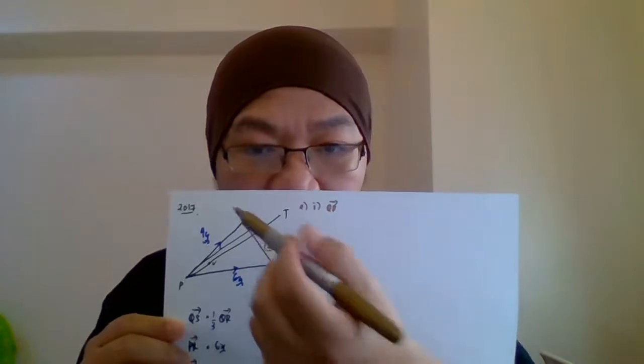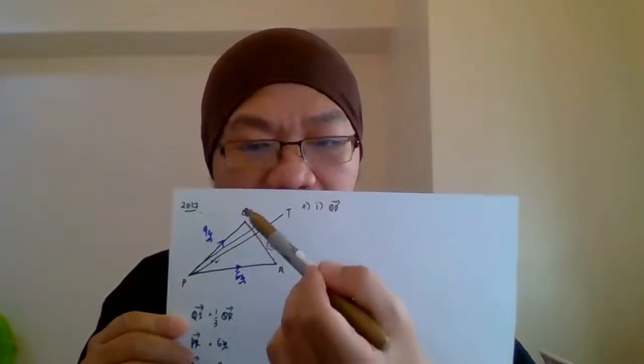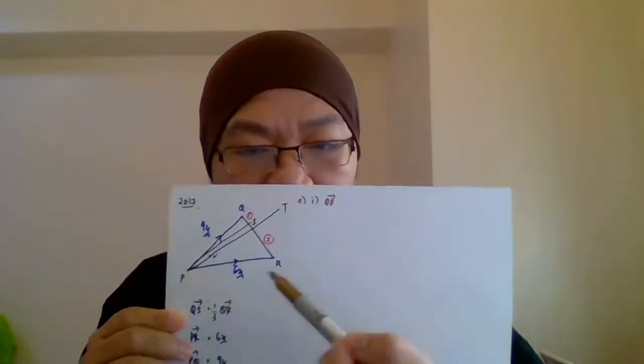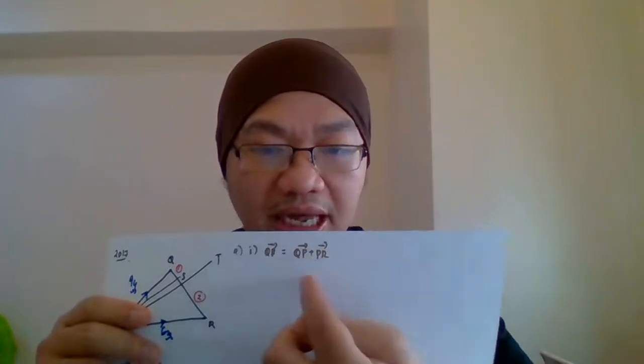So to find your QR, the pathway taken by the QR should be Q going to P, P going to R. That's how we solve the problem. So we elaborate so that it becomes QP plus PR. Make sure the middle letters should be equal, right? P and P, so that they are cancelling.